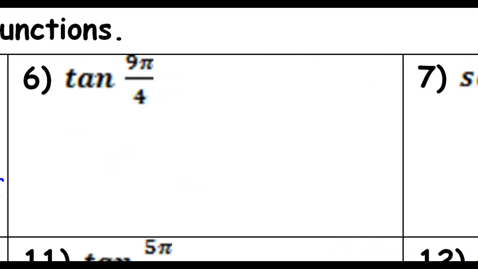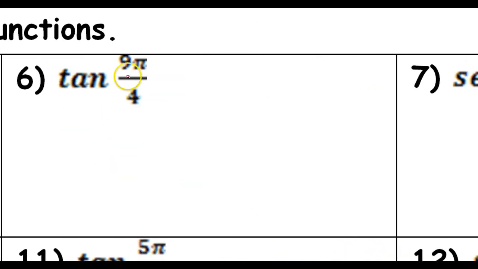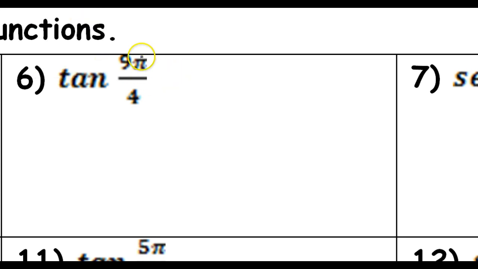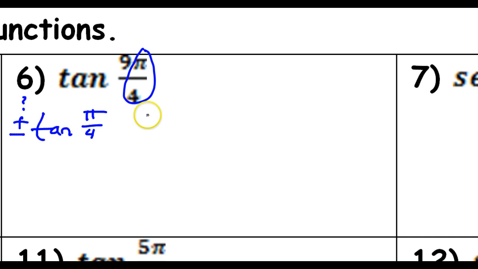Okay, let's do it again. Tangent of 9 pi over 4. Okay, this is a special angle, pi over 4. So clearly the reference angle is pi over 4. Okay, so that means this will be the same thing as the tangent of pi over 4, give or take a negative sign. Maybe it's negative, maybe it's positive. I don't know yet. I can figure that out though.